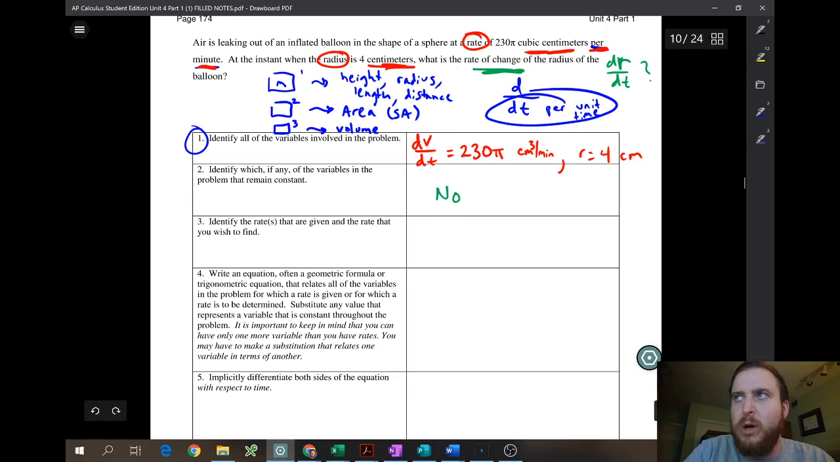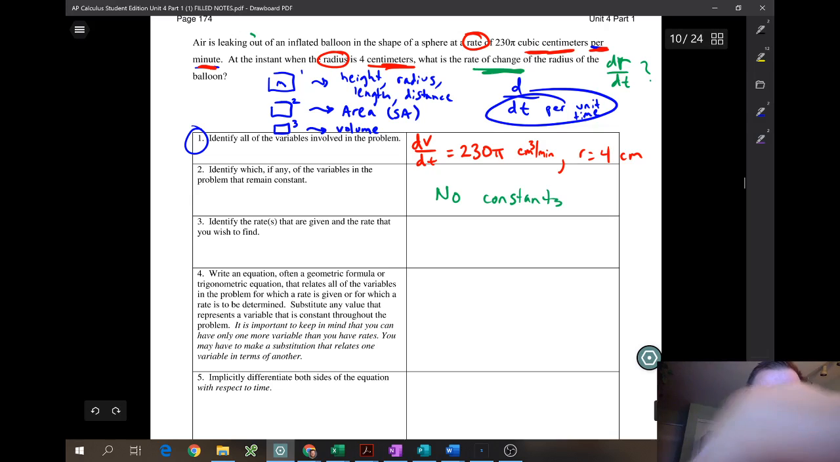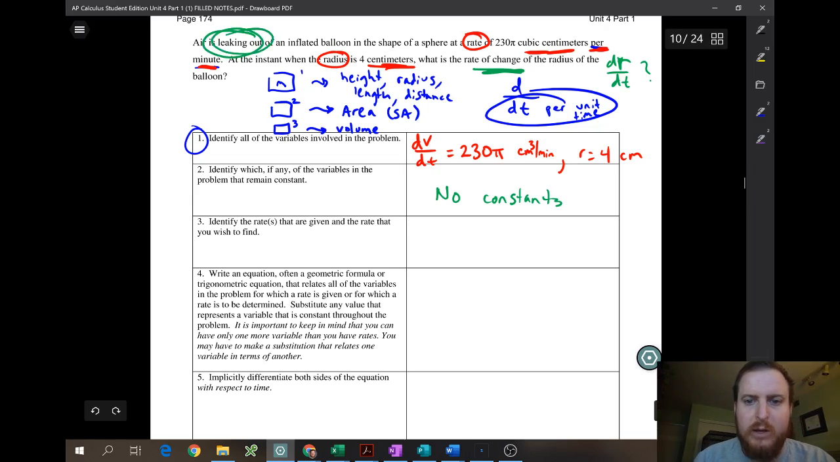Now, I do want to add one more thing: I actually did make a mistake in number 1, and we always want to be thinking about the signs of these. So if air is leaking out, then that means that this rate over here is going to be negative. That's important to think about, because the volume is not getting bigger, it's actually getting smaller. So the dV dt would be negative 230 pi as it's getting smaller, right? If they said you're blowing up a balloon, then it would be positive.